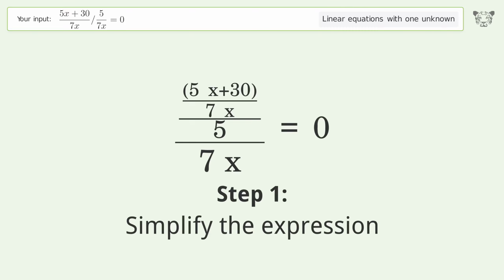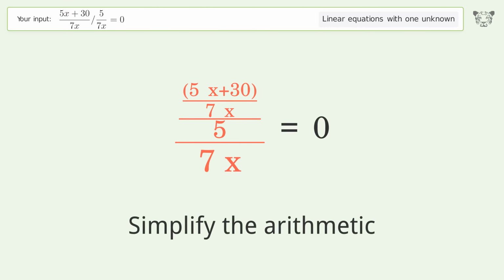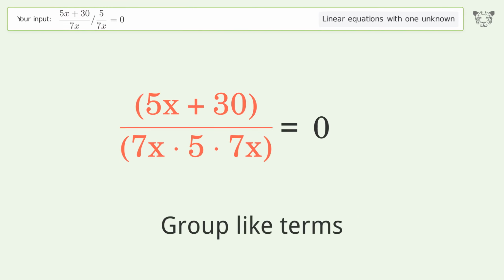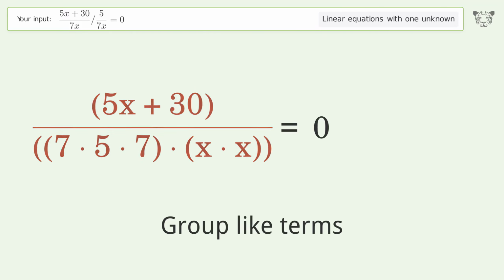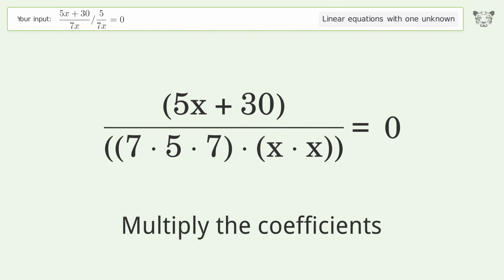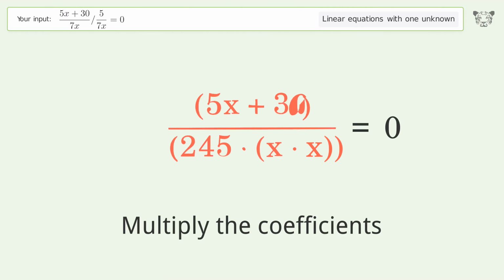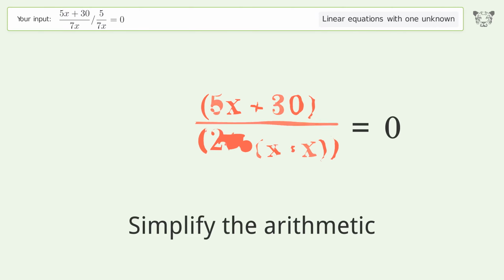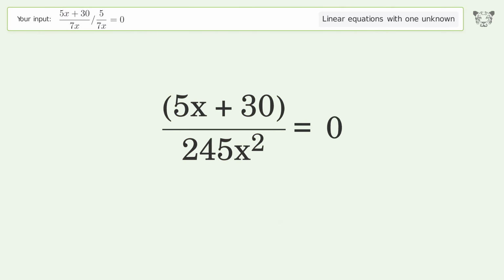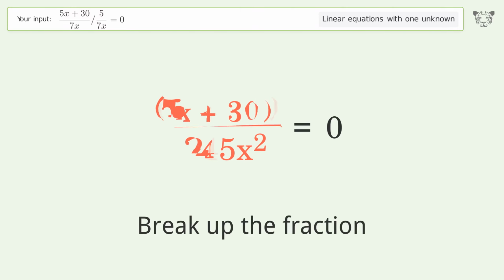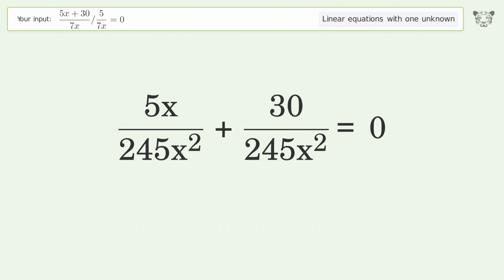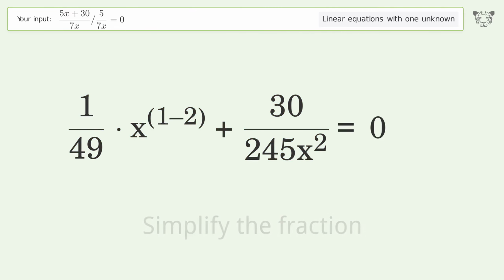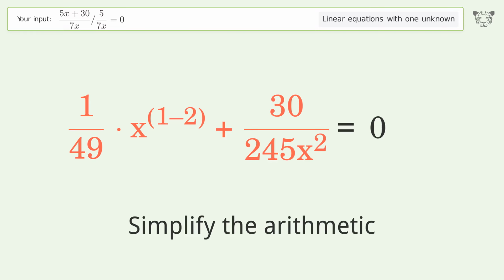Simplify the expression. Simplify the arithmetic. Group like terms. Multiply the coefficients. Simplify the arithmetic. Break up the fraction. Simplify the fraction. Simplify the arithmetic.